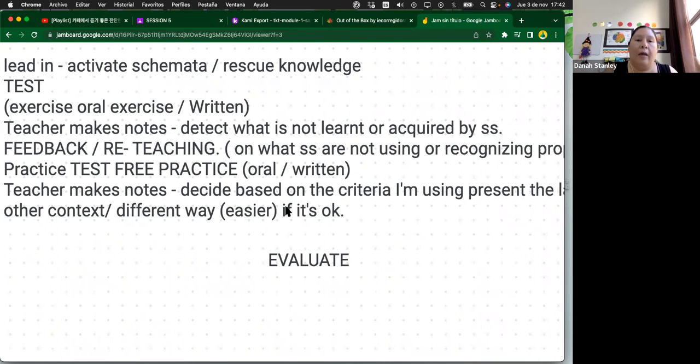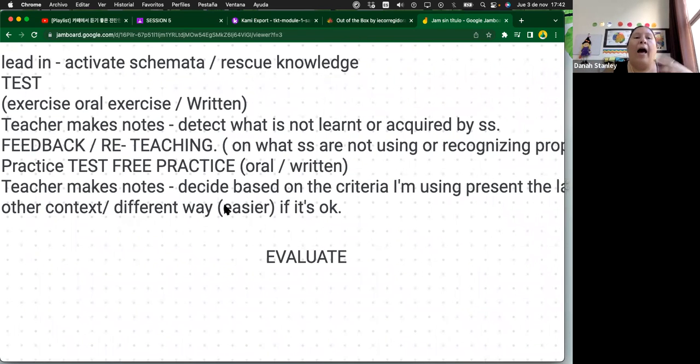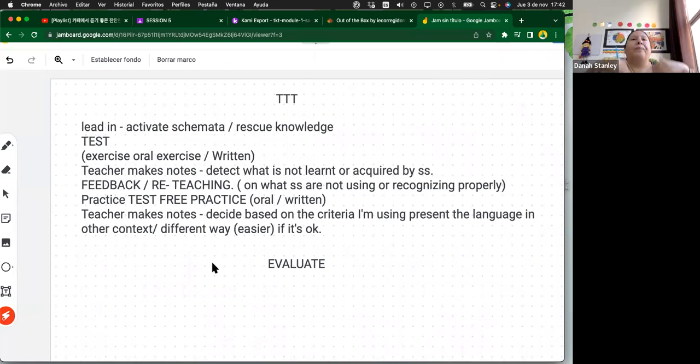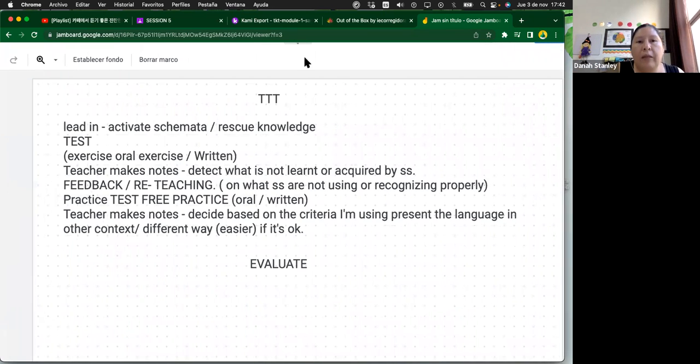And again, I check if it is already done, or if I would need to change again and reteach it once more. So the teacher makes notes, decides based on the criteria I'm using to present the language in another context or a different and easier way, and checks if it is okay.